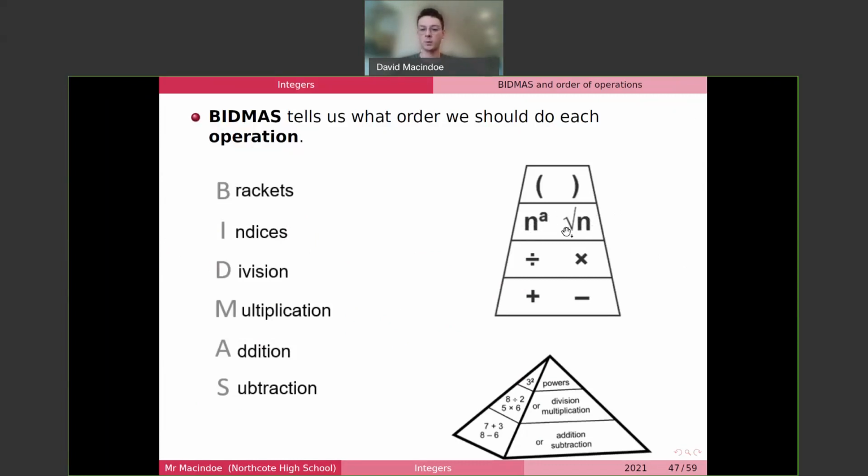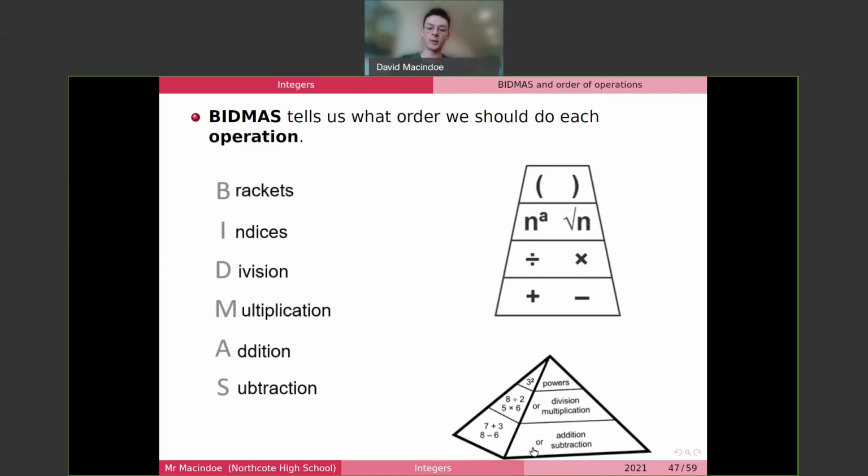For what we're going to be doing, we're probably not going to have too many indices, maybe some squares. That's about it. Then division and multiplication. Now, in the acronym, division is first, but it doesn't actually matter. If you've got division or multiplication, you can do them left to right, and you'll get the same answer. And then we've got addition and subtraction. It's like a set of blocks on top of each other. Addition and subtraction are on the same level, so you can do them in either order.